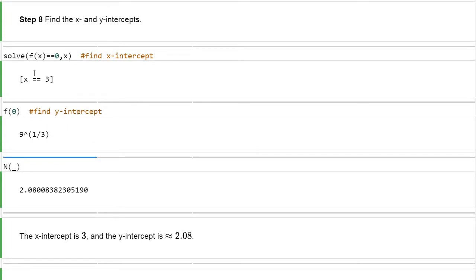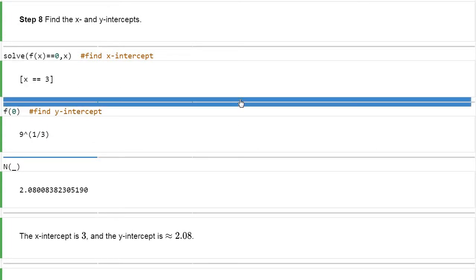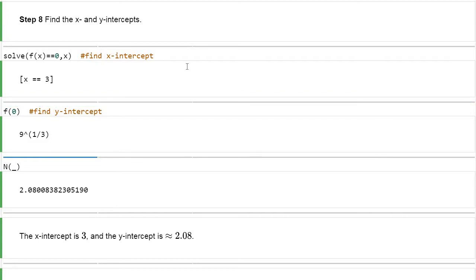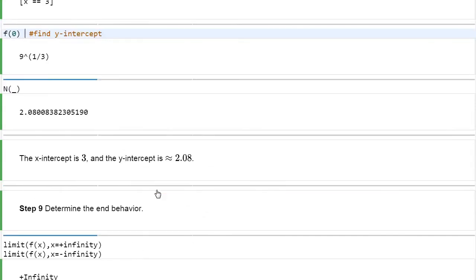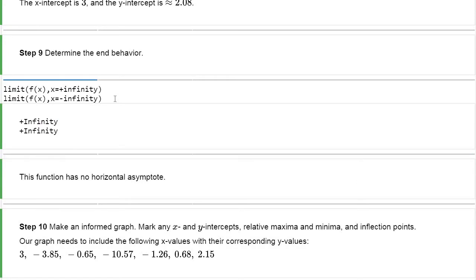There is one x-intercept, which is x equals 3 again. Remember, it's in the domain of the original function, and that's actually the x-intercept for this function. There's a y-intercept. It's the cube root of 9, which is roughly 2.1. In end behavior, as x goes to infinity or negative infinity, in both cases we get infinity, so no horizontal asymptotes for this function.